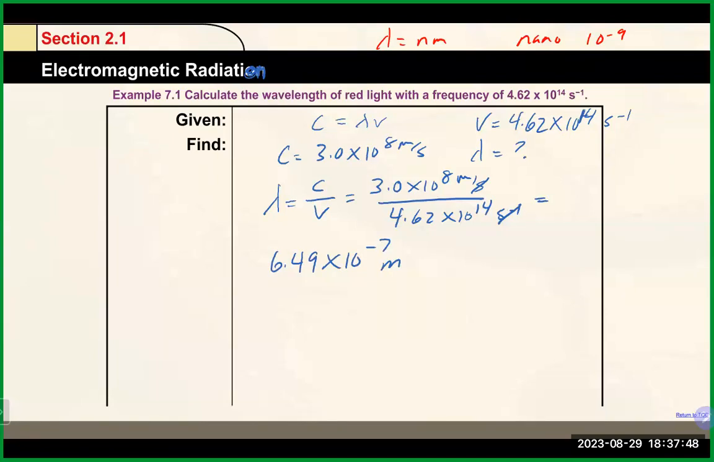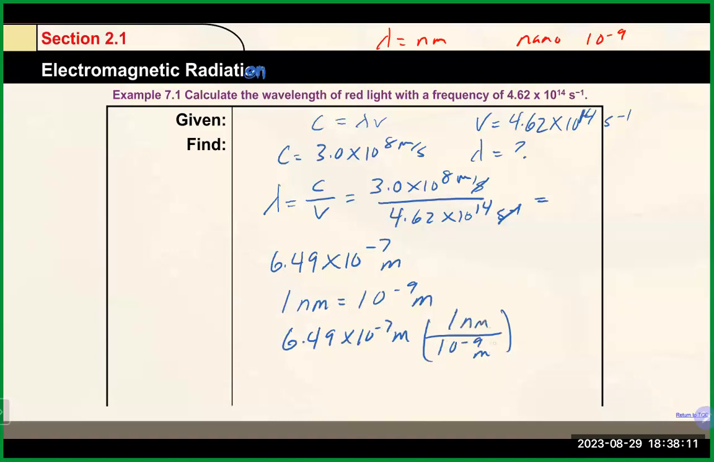Now we do want nanometers. So nano is 10 to the -9. That means that in one of the prefix units, there's 10 to the -9 of the base unit, which is a meter. So if we were to do that as a conversion, 6.49 times 10 to the -7 meters. On the bottom would be 10 to the -9 meters is 1 nanometer up on top so that the meters cancel. We're going to basically divide this by 1 times 10 to the -9.